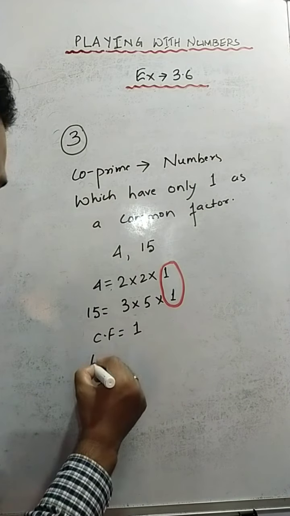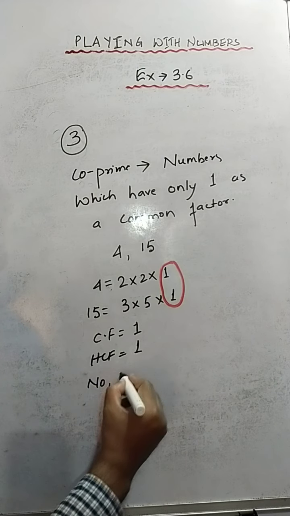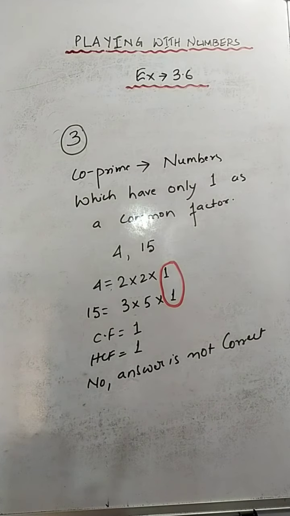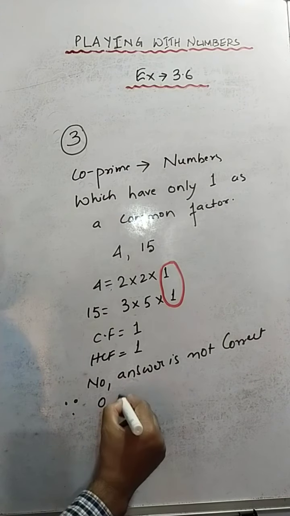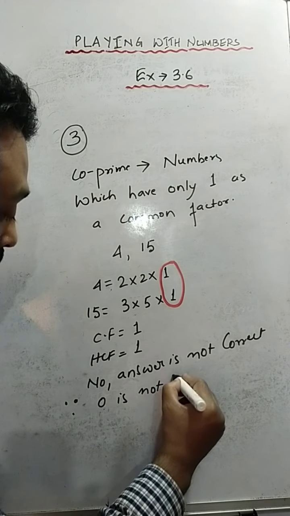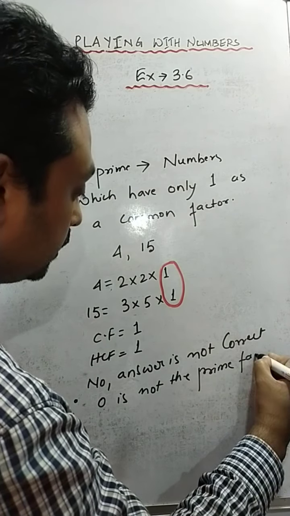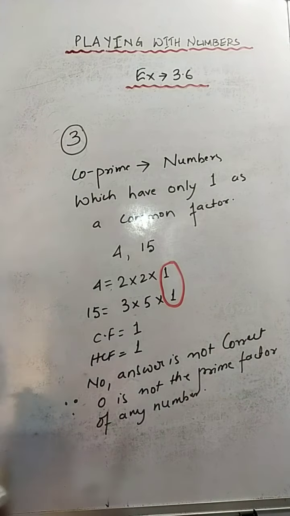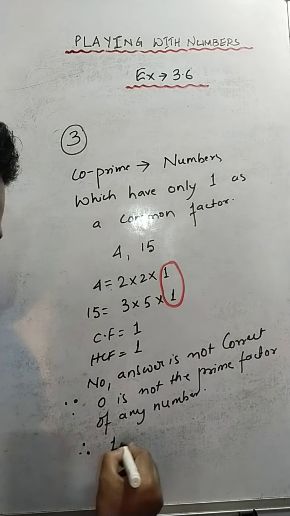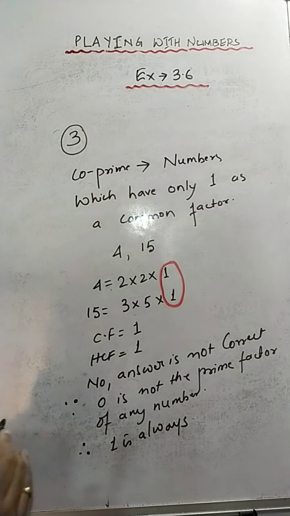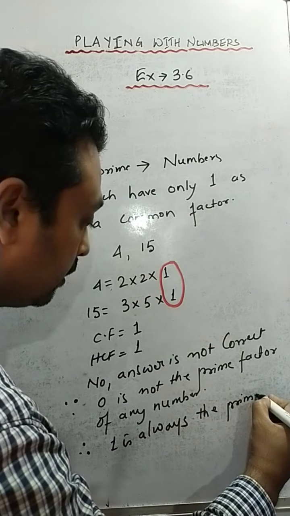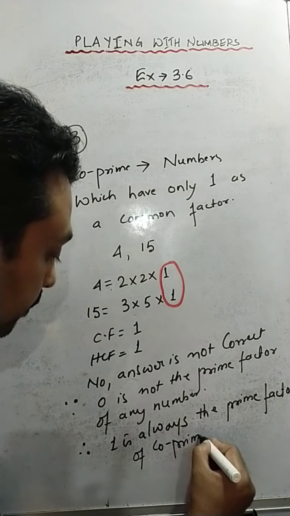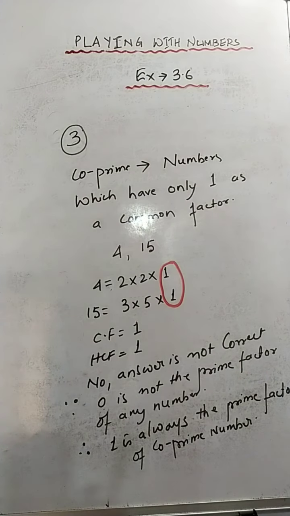So we'll write the common factor as 1 and the HCF would also be 1. So you will write: no, the answer is not correct. Why is the answer not correct? Reason: since 0 is not a prime factor of any number. So what is the right answer then? 1. Therefore, remember, 1 is always a factor of a co-prime number. So this is how we will conclude question number 3.